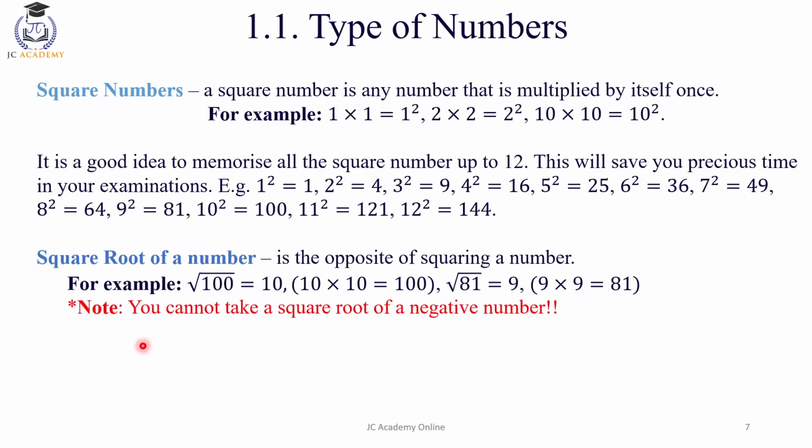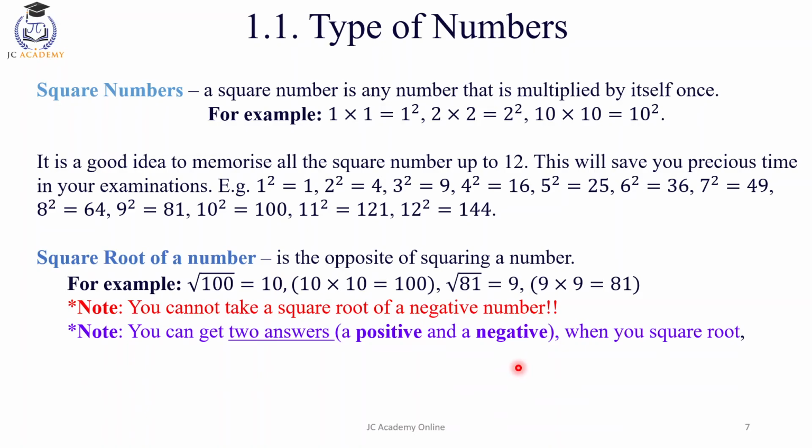Okay. Now, one thing to keep in mind, you cannot take a square root of a negative number. Okay, not at this stage anyway. That's where complex numbers come in. But for GCSE, just remember that you cannot take the square root of a negative number.